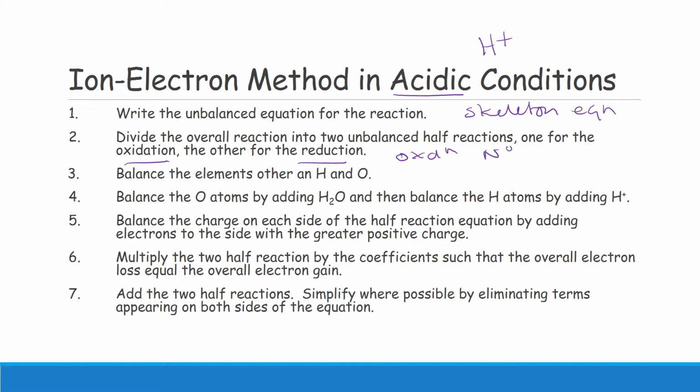what's undergone reduction. We balance for all the elements other than hydrogen and oxygen. Then we balance for oxygen by adding in water, and we balance for hydrogen by adding hydrogen ions. We balance for charge by adding electrons, which are negatively charged, to the side which has the most positive charge. We multiply the two half reactions by the coefficients of the electrons, because all electrons produced by oxidation must be consumed by reduction. We add the two half reactions together and we simplify the equation.